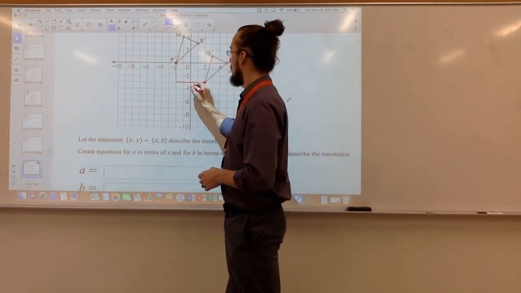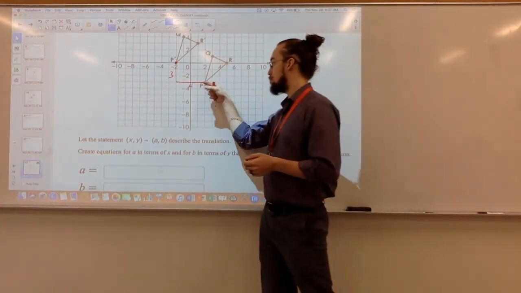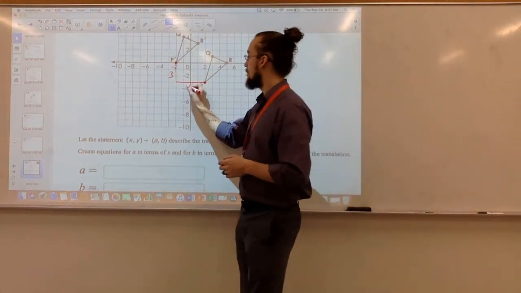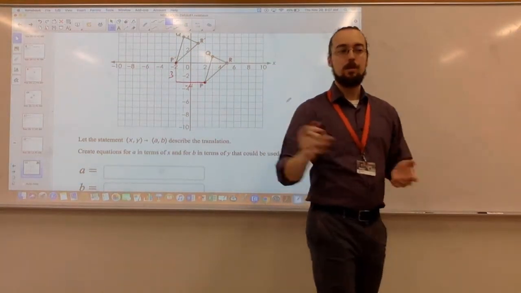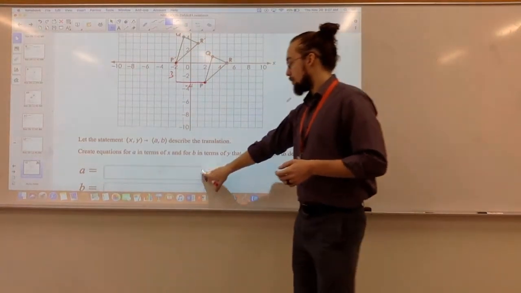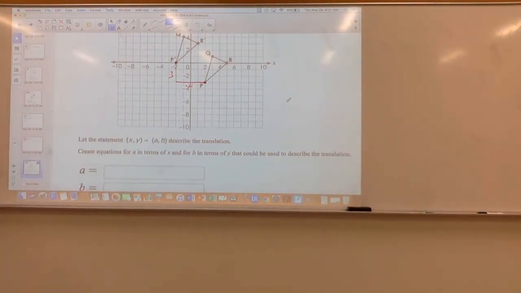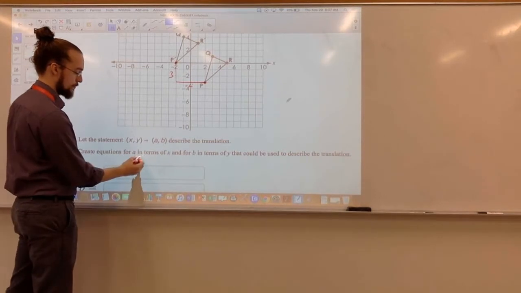Now, direction does matter, right? So since I moved to the left, should that be a positive or negative 4? Negative. And then since I moved up, is that a positive or negative 3? Positive, right? So now, when I'm writing my equations to describe this motion, they were pretty picky on the actual test with how they wanted you to write it. So it says create an equation for a in terms of x.